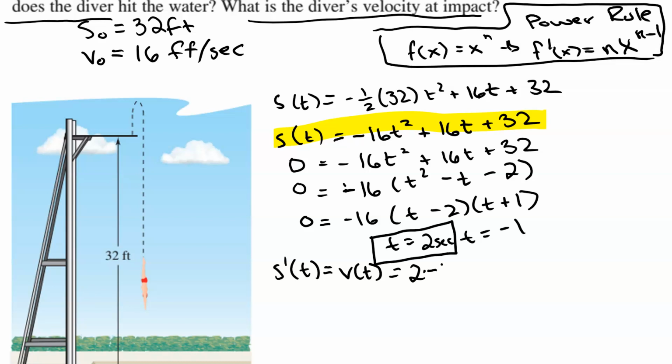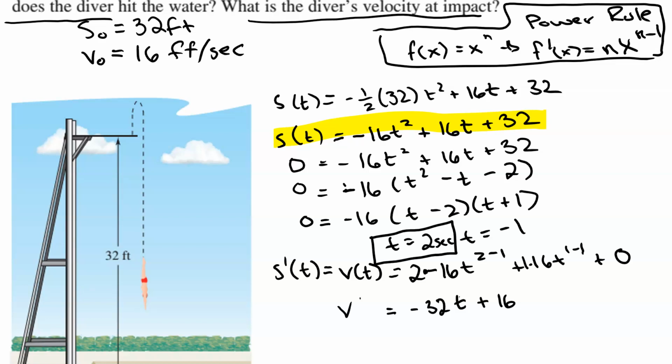Our exponent here was 2, so we're going to take that 2 down. It's t squared times negative 16, so 2 times negative 16, t to the 2 minus 1, plus the exponent on 16t is just 1. So we've got 1 times 16, t to the 1 minus 1, plus, and the derivative of a constant is 0. So I've got negative 32. t to the 2 minus 1 is just t to the first, or t. 1 times 16 is 16. t to the 1 minus 1 is 0, and t to the 0 is just 1. So we've got 16 plus 0.